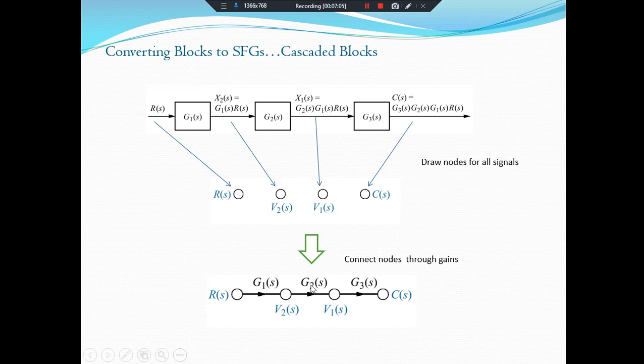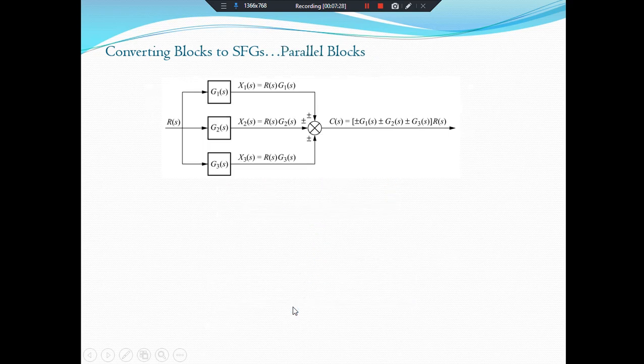Similarly, G2 represents the second system, and G3 the third system, and here is the C of S. So this is how we can convert a cascaded block diagram into a signal flow graph. So the second case will be the parallel blocks.